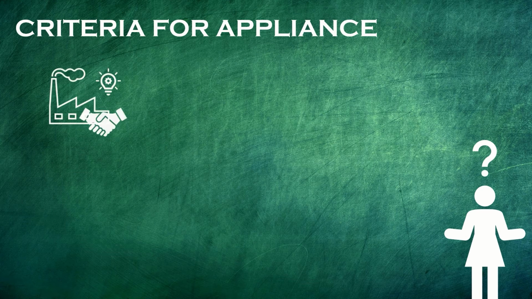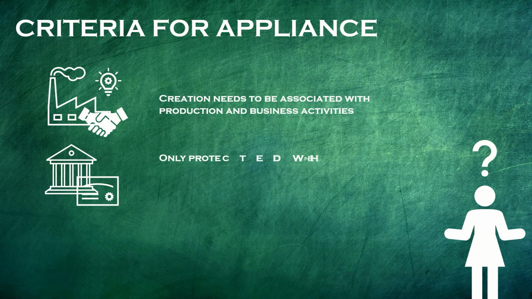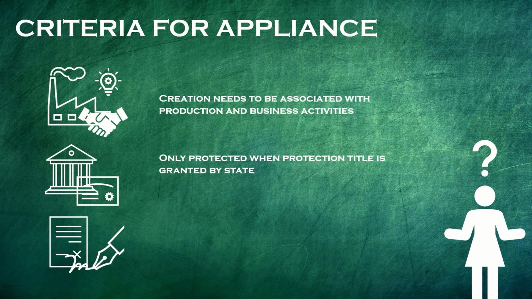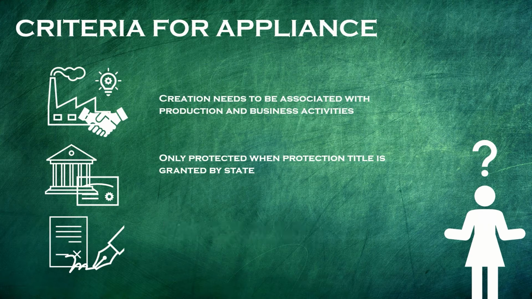Can I apply for those rights with any idea or product? I'm afraid it is not that easy. Your invention has to fulfill some criteria first. The subject should be associated with production and business activities, and only protected when the protection title is granted by state agencies, and protection validity is based on the term of the protection title. Sounds complicated. Can you explain it further for me? Yes, I would love to.